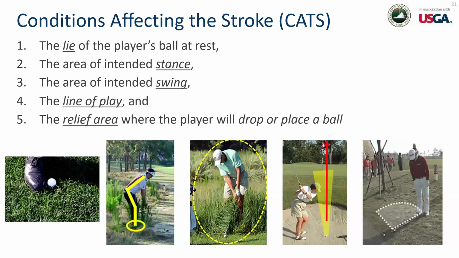Next, the line of play. This is not just a direct line. It's where we want our ball to go and a reasonable area on either side. I mean, we all know where we would like our ball to go, but it doesn't always go right on line. And lastly, the relief area where the player will drop or place a ball. And this actually is this white dotted line. So it's any area where this player, who looks like he's taking cart path relief, has a club down, measuring that area. And so he's going to drop it within that area.